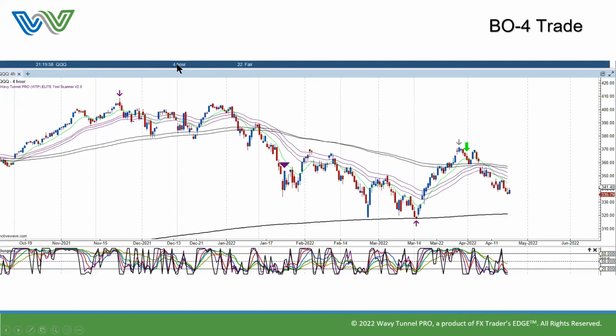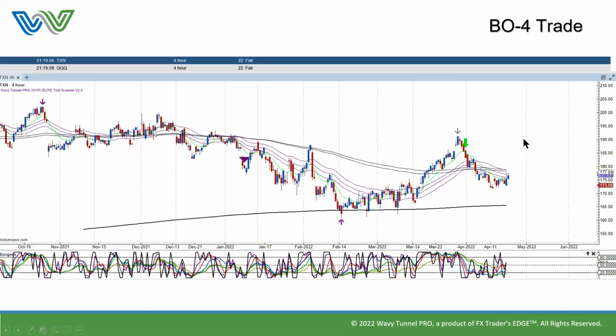Now, I wanted to show some that worked out also. So the QQQ on the 4-hour, it says 22 fair. I mean, all of the trades are going to come up. So 22 candles ago, it gave the signal, and it shows a little green arrow right before the trigger on this moving average, below the moving average, and this was a nice trade. And here's another one, TXN on the 4-hour. This came up on the scanner, and this was also a nice trade.